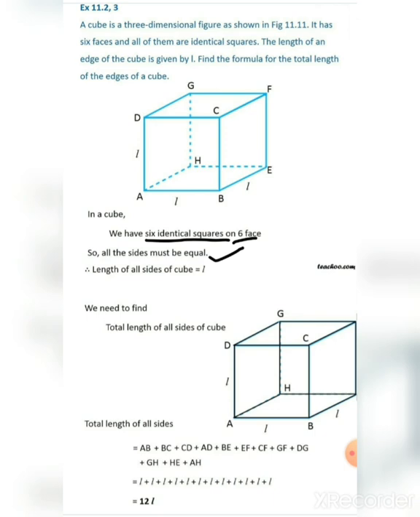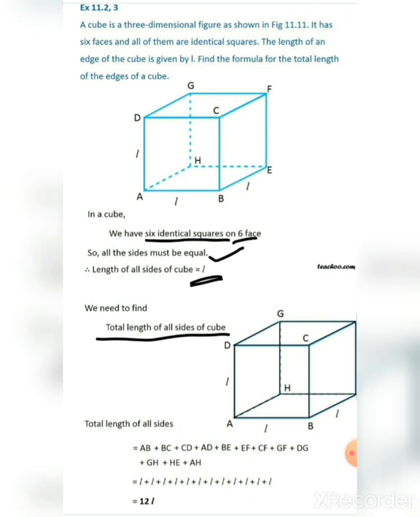Length of all sides of a cube is given as L, and if it is for one, it will be for all sides. Now we need to find the total length of all sides of the cube. We are supposed to find the total length of all sides of the cube.